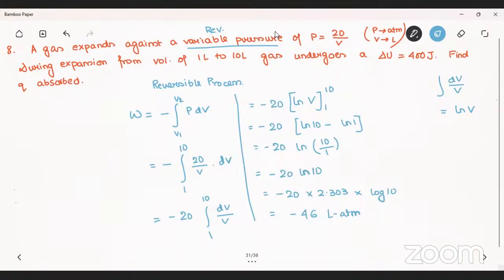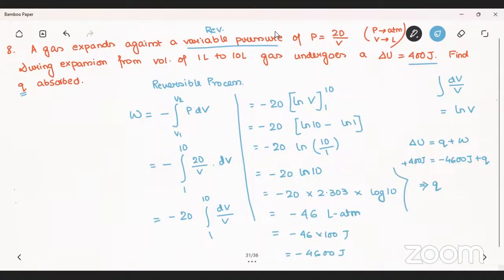Now, if you know this W, then you will know the heat absorbed also. ΔU is equal to Q plus W. ΔU is given as 400 joules. Now convert it to joules: minus 46 into 100 joules. So it is minus 4600 joules plus Q, and this is given as 400. So can you calculate and solve? Whatever the calculation is coming, I am doing verbally. I am not calculating with a calculator.